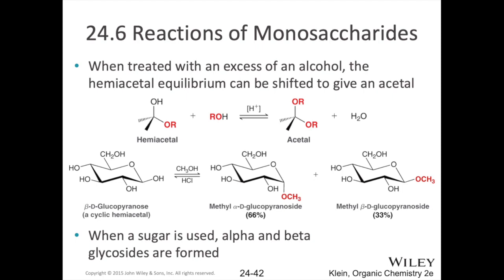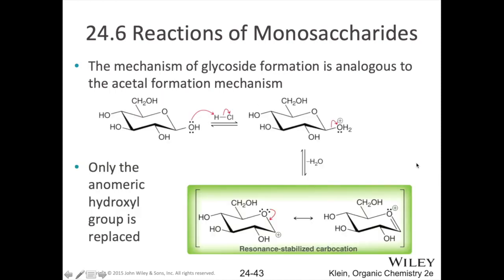Another thing to keep in mind is that since you go through an sp2 hybridized intermediate, the resulting product is a mixture of both the alpha and beta anomers of your acetal. Okay, it doesn't matter which anomer you start off with, you wind up getting a mixture of those two products.